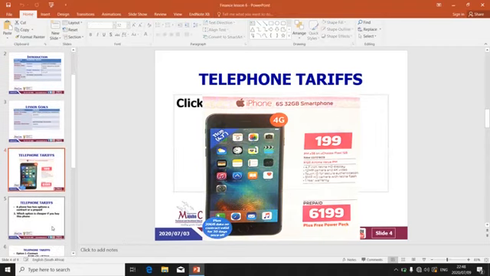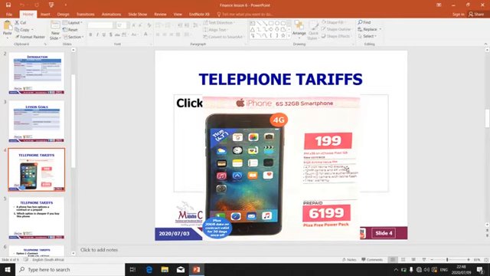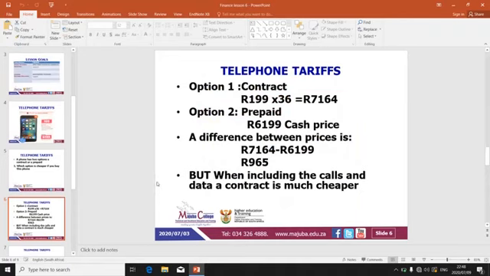Now, this phone has got two options, that's a prepaid and the contract. Which option is cheaper if you buy this iPhone? Remember, for a contract it is 199 rand times 36 months. But for prepaid, you pay only once, 6,199. So to approach this, you must do all your calculations.